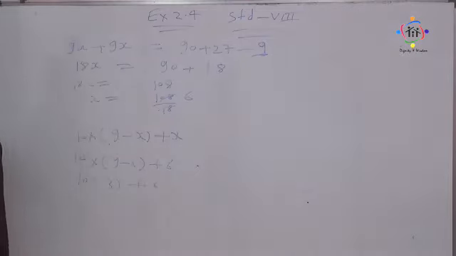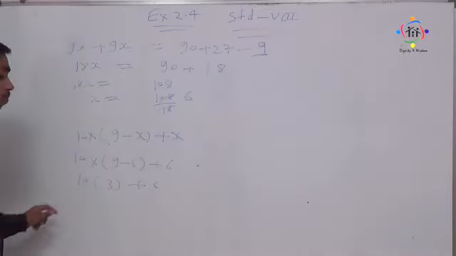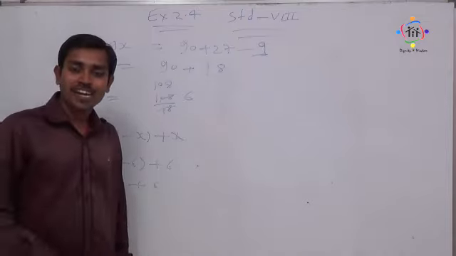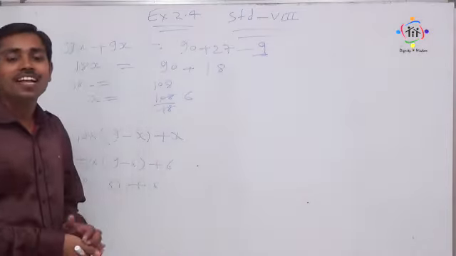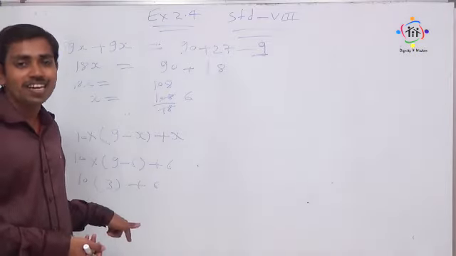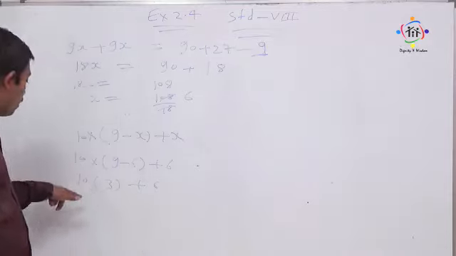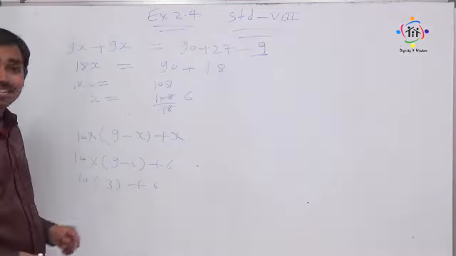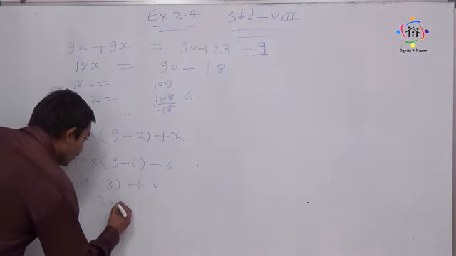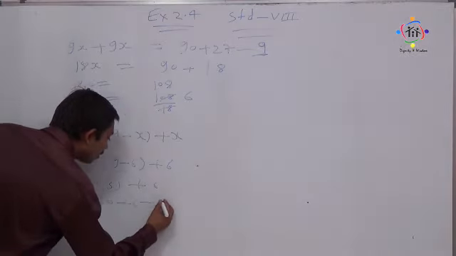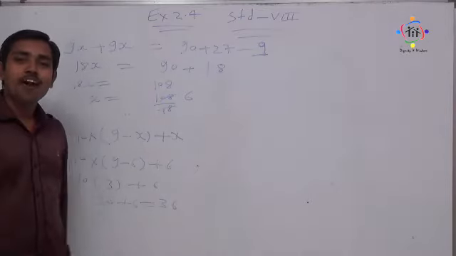Now we have to use the BODMAS principle. First multiply and then add. What is the BODMAS principle? First open the bracket, then divide, division is there, and after that multiplication. After multiplication, addition, then subtraction. So therefore first we will do multiplication, after that addition. 10 times 3 is 30 plus 6 becomes 36, my dear students. So this is the required number.